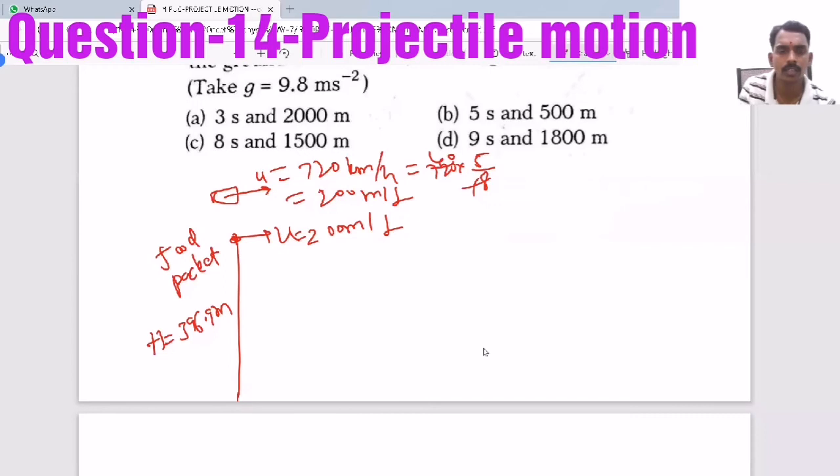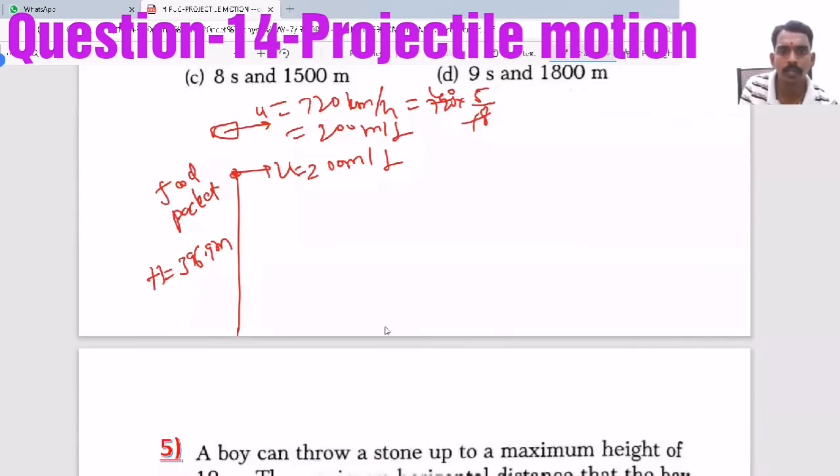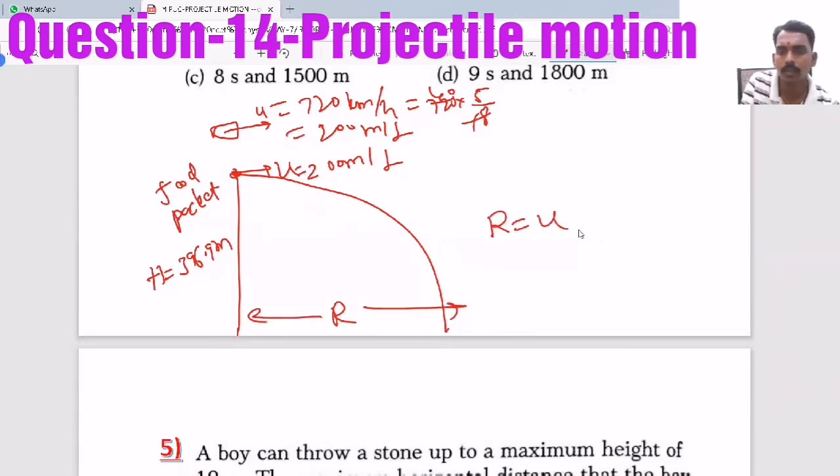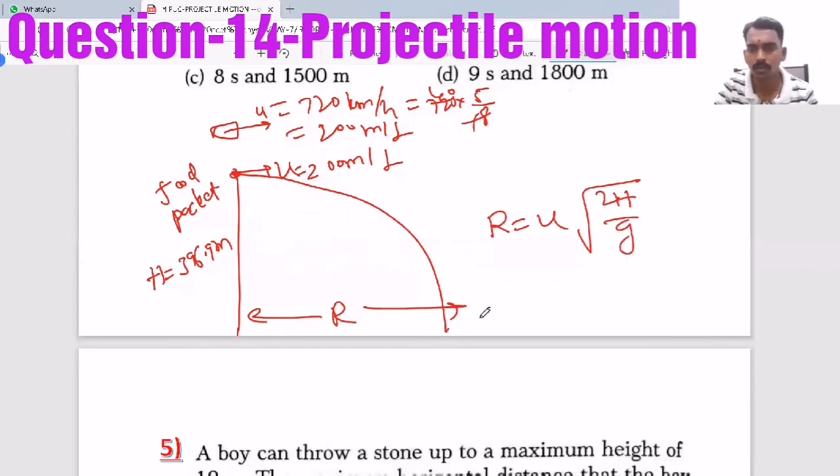Then they are asking the horizontal range. That means it will go and hit at some horizontal distance, and that distance they are asking. What is the formula? R equals u into under root 2h by g. u is given, h is given. So if you substitute and calculate properly, you will get the answer. But understand, then you will come to know that it is horizontal projectile motion. Then remember the formula, then substitute and calculate it.